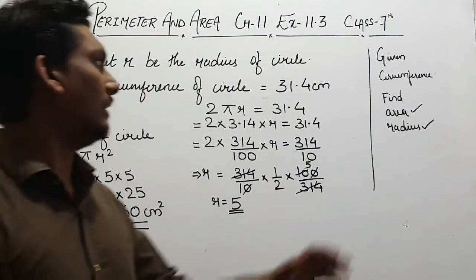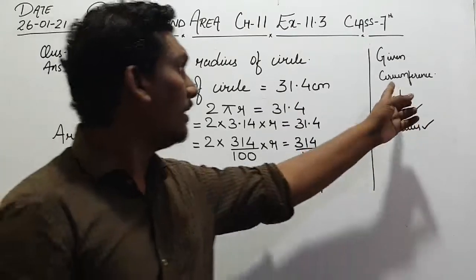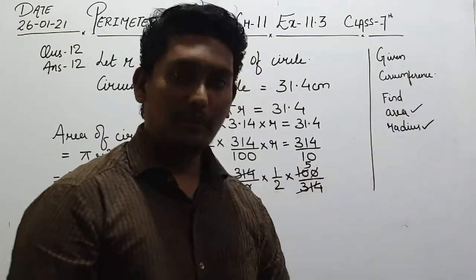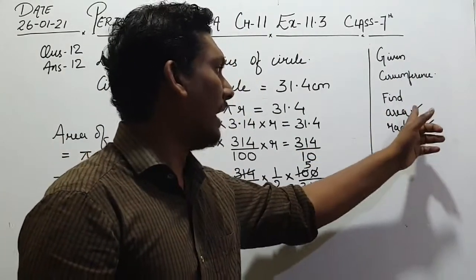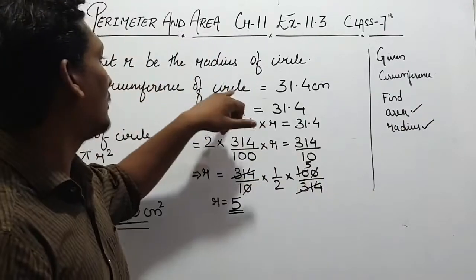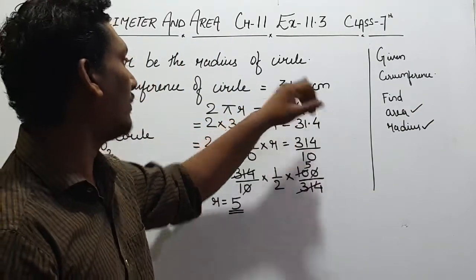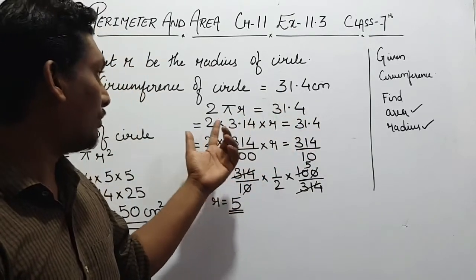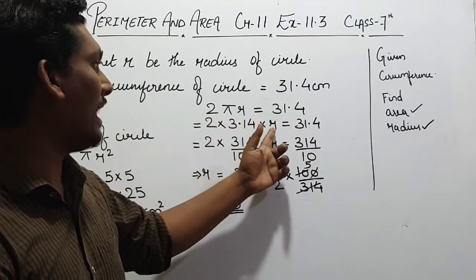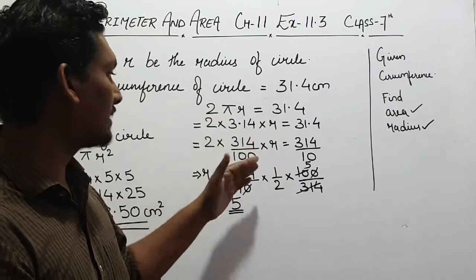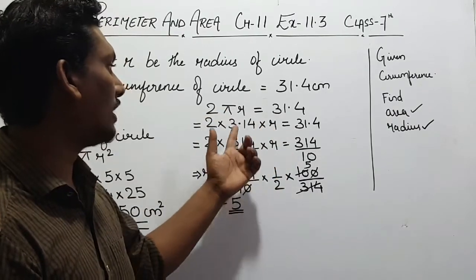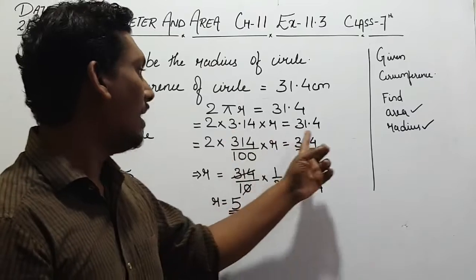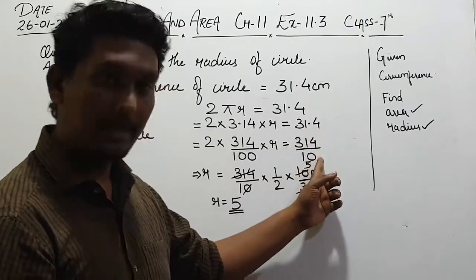So the question is very simple. Circumference is given to you. You have to find radius and area. So circumference is 31.4, which means 2 pi r is given to you. You have to put the value of 2 pi, and r is not given here. The next step, you have to remove the point. For 3.14 divide by 100 and 31.4 divide by 10.